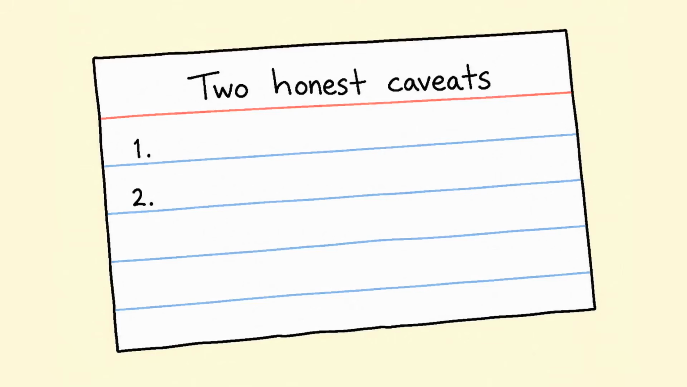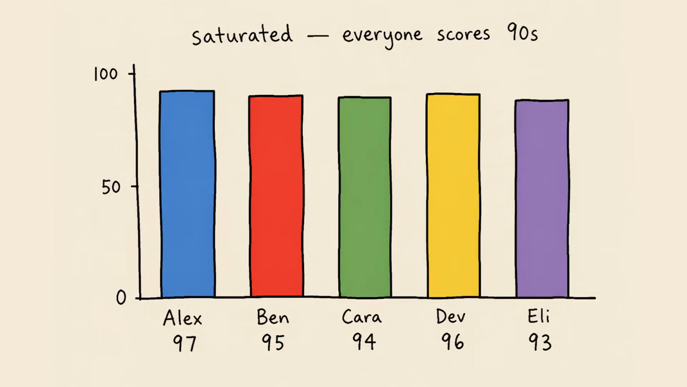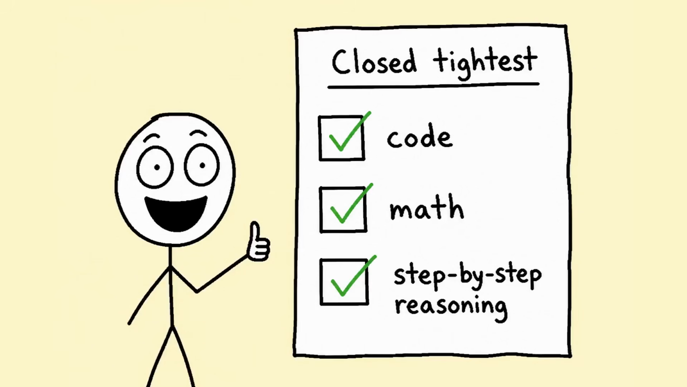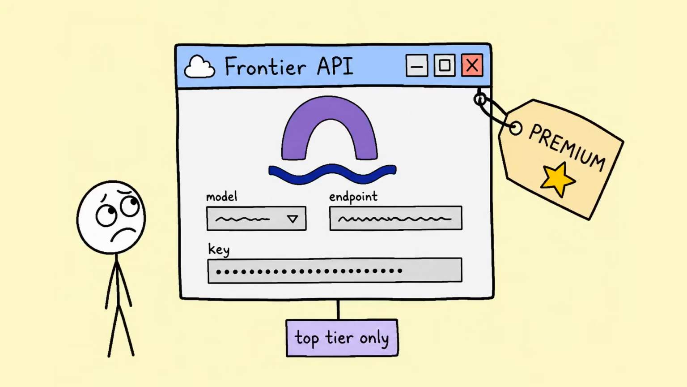Now, two honest caveats here, because the benchmark story is a bit slipperier than the headline. First, those tests are contested. SWE-bench has been flagged for possible training data contamination, and some coding benchmarks are basically saturated. Everyone scores in the 90s, so they've stopped telling you much. Second, the gap hasn't closed everywhere. It's closed tightest on the structured stuff: code, math, step-by-step reasoning. It's still real on creative writing, on subtle instruction following, on the hardest long horizon reasoning. So if your product lives in that last category, the frontier API still earns its premium.